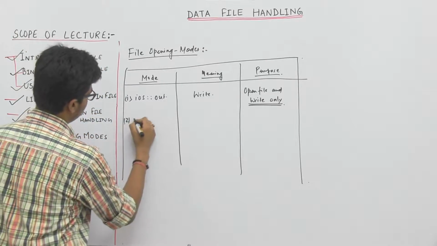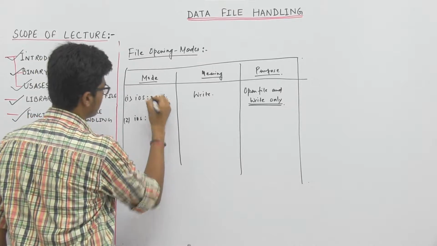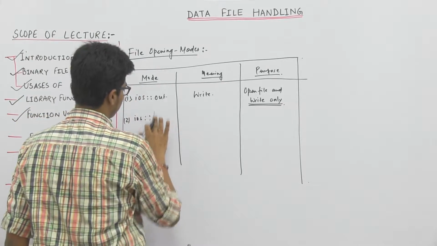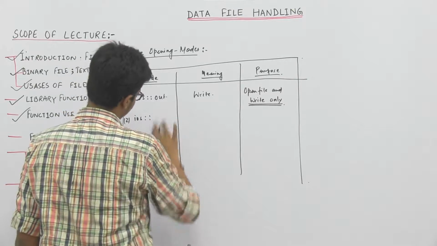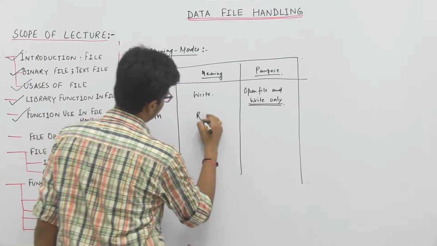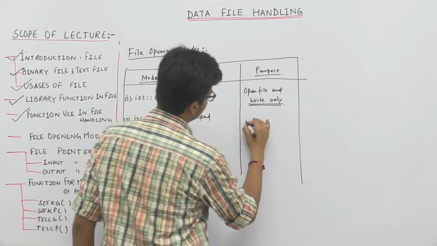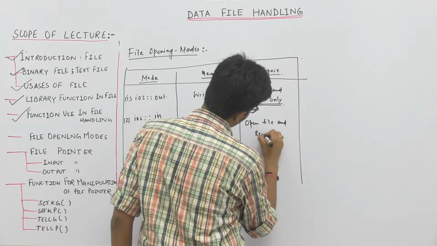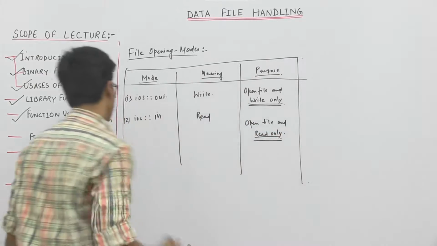Second mode, ios::in. This is two colons. The purpose of this is to read. The meaning is to read: open the file for reading only, only for reading purpose inside the file.